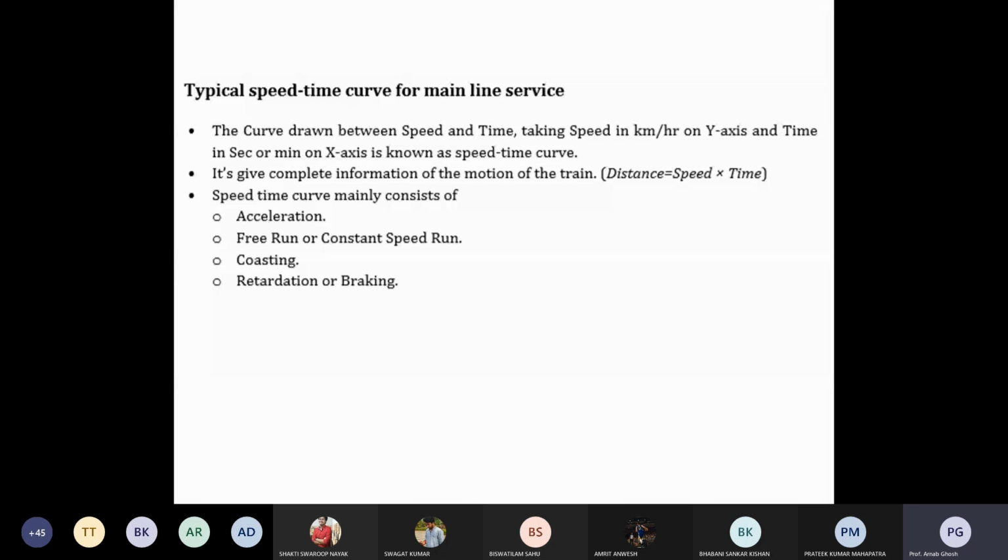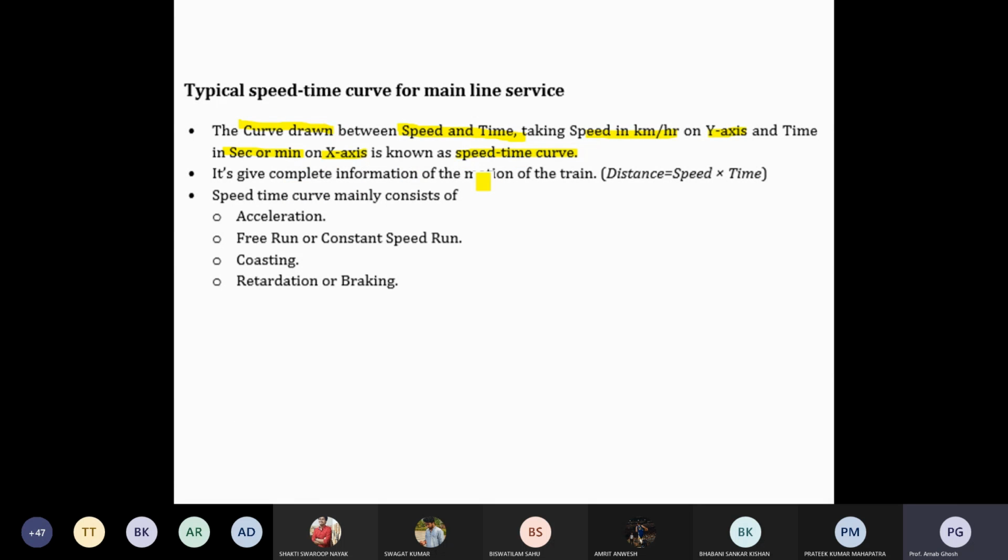So what are the most important features? The typical speed time curve for the mainline service. It is the curve drawn between speed and time. From speed and time you can understand the travelled area. Taking speed in kilometer per hour on the y-axis and time in seconds or minutes on the x-axis is known as a speed time curve. It gives complete information on the motion of the train: distance equals speed into time. That means you have to know the travelled area.